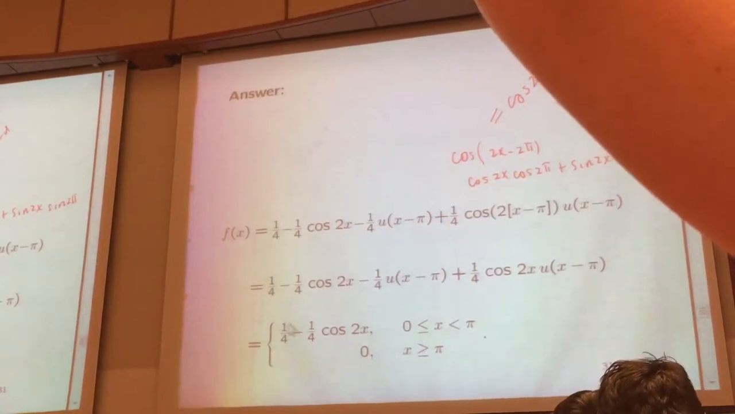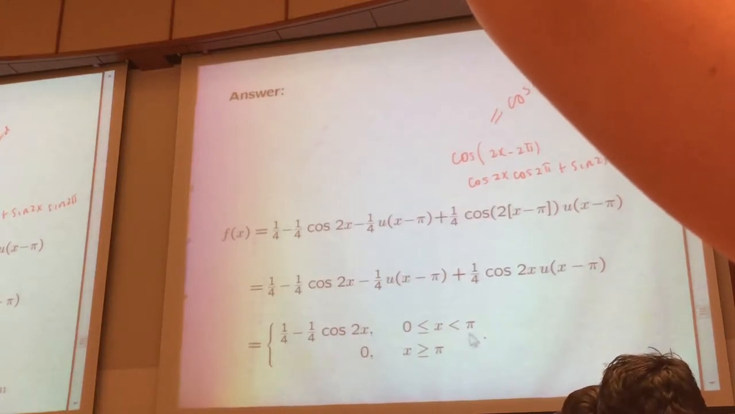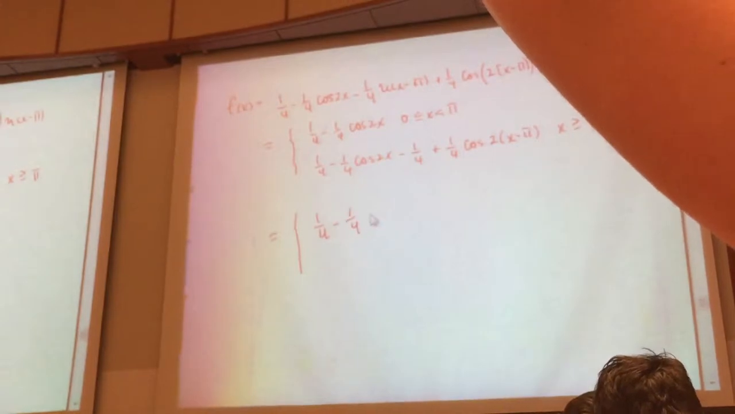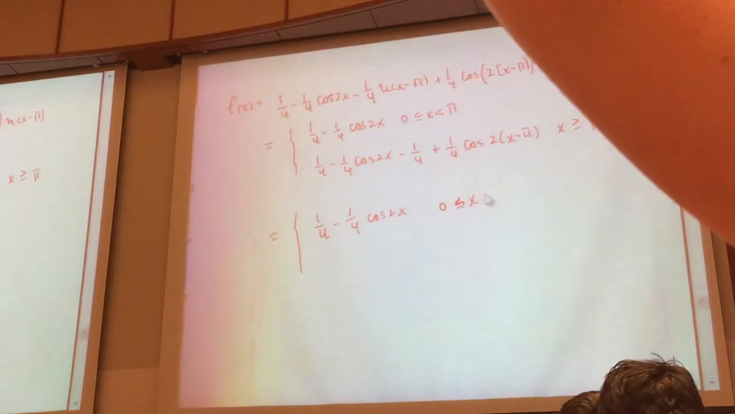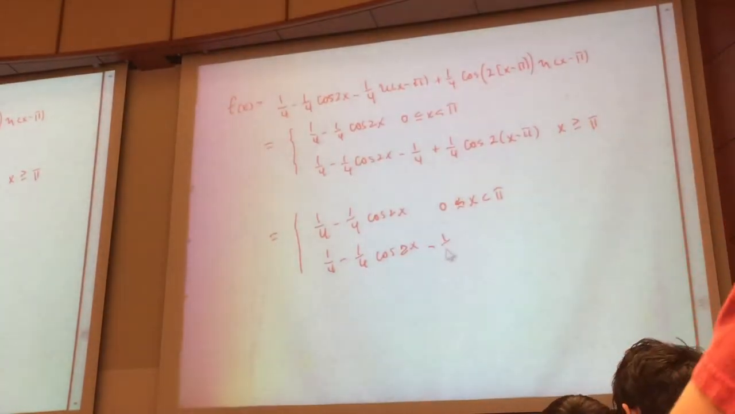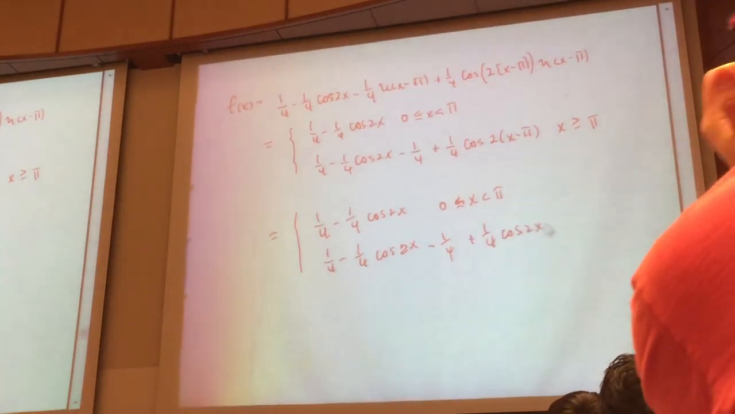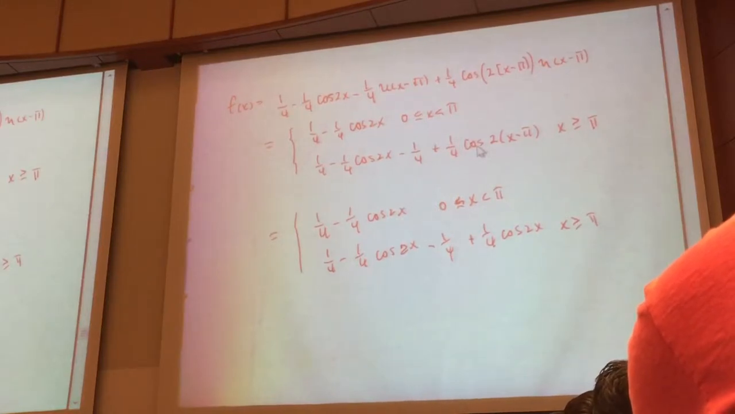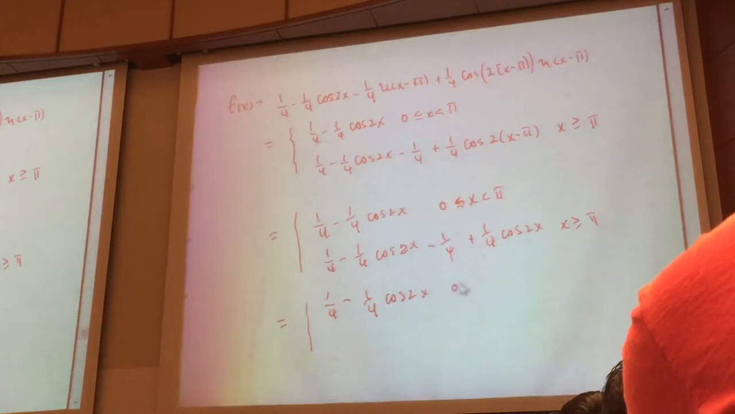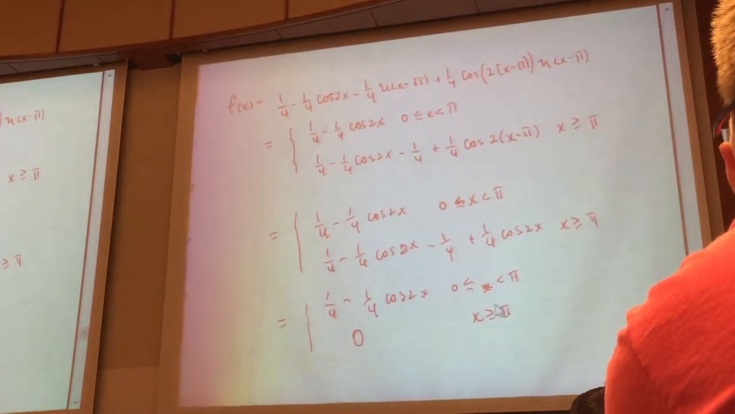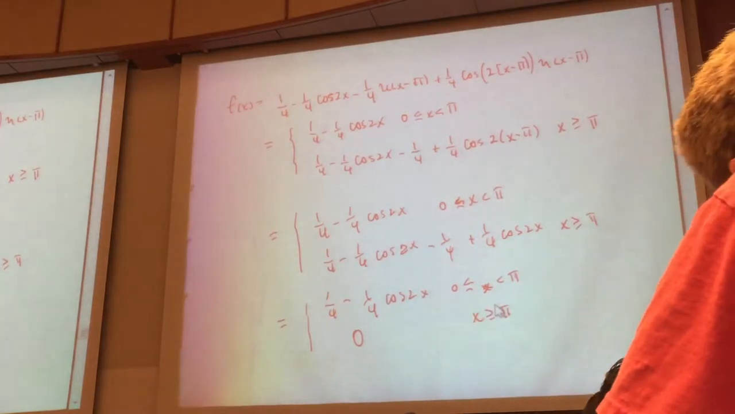Now, for x between 0 and pi, this stuff is 0. When we get to pi, actually, let me go to the end page here. So this is 1/4 minus 1/4 cosine 2x, 0 less than or equal to x less than pi. Then I have 1/4 minus 1/4 cosine 2x minus 1/4 plus 1/4 cosine 2x, x greater than or equal to pi. Because the cosine of 2x minus 2 pi is cosine 2x. So this is 1/4 minus 1/4 cosine 2x, 0 less than or equal to x less than pi, and 0, x greater than or equal to pi. You had no way of knowing in the beginning that it was going to turn out this way.